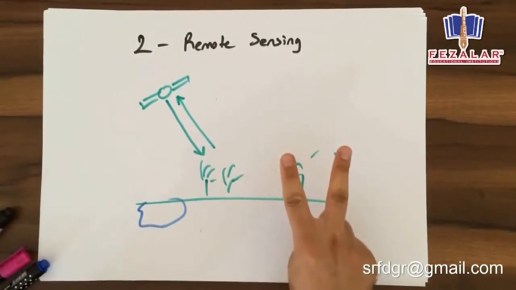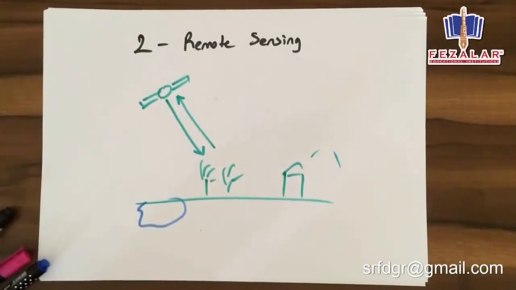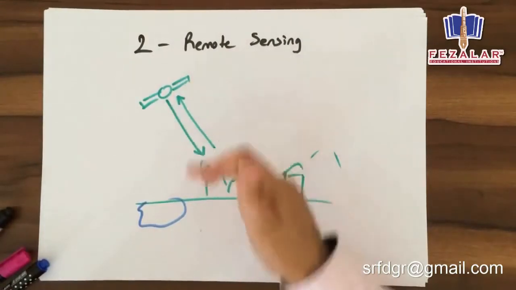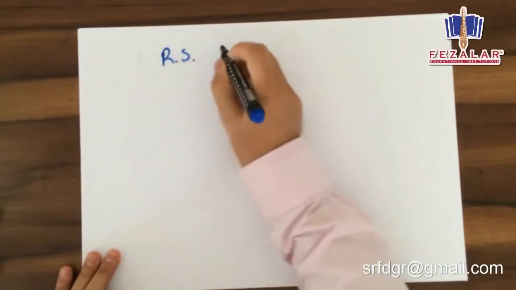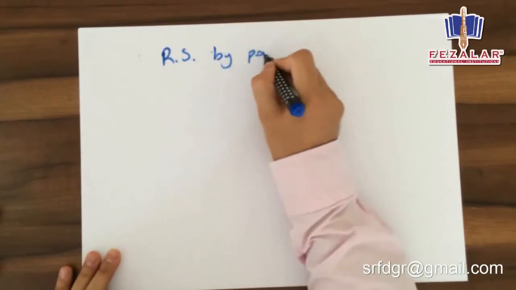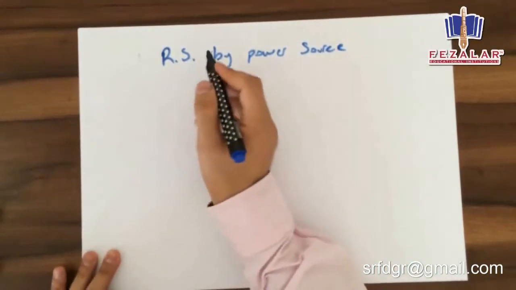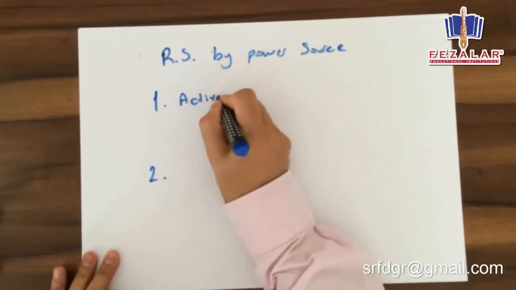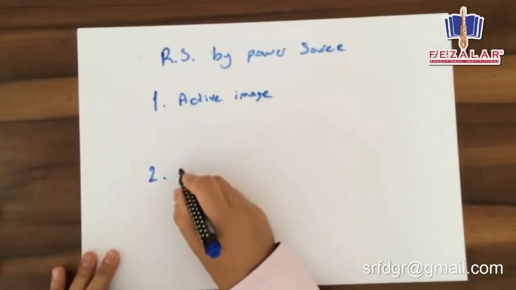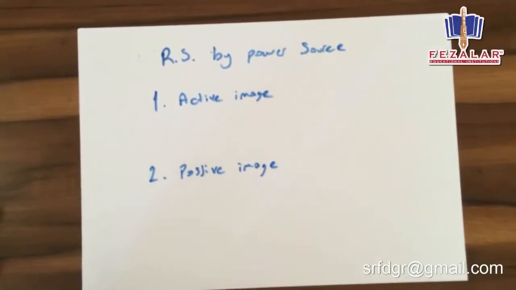There are two different methods which are used in remote sensing. The source can change, and this is the first method, or the wavelength of the wave can change, and this is the second method. Let's explain that. The first method is remote sensing by power source. In this method also there are two important points. The first one is active image, and the second one is passive image.